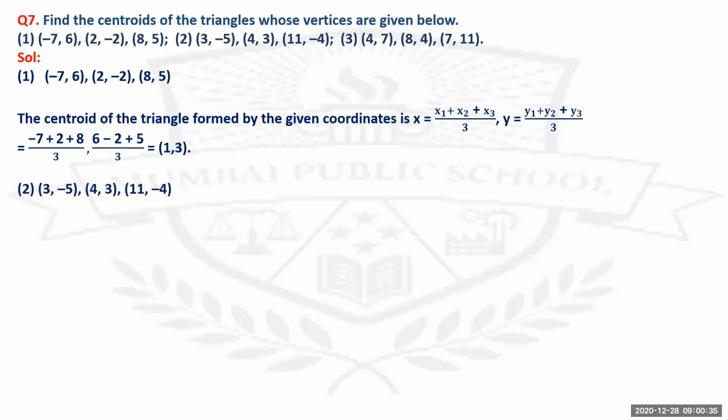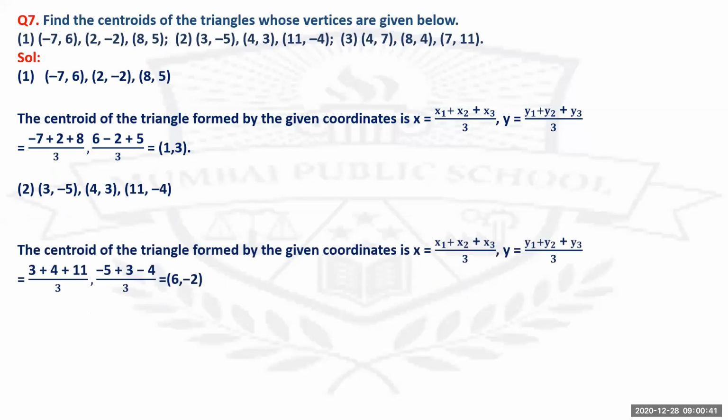Now we'll move to the second triangle. Again you're going to apply the same formula. Check the x coordinates given for all three vertices. It's 3, 4 and 11. Understood? You're going to add all this. So 3 plus 4 is 7, plus 11 will give you 18. And 18 upon 3 is 6. So the x coordinate is 6.